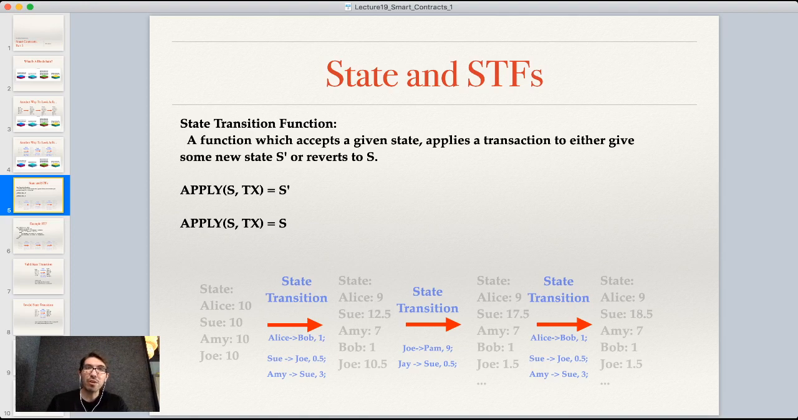The state transition function accepts a given state and applies a transaction to it, and will either give you some new state of the system, S prime, or say it's invalid and we maintain state S. We don't actually make a change. It's just as if you try to issue an invalid Bitcoin transaction. Nothing is going to happen, right? If I try to send a Bitcoin transaction which is not signed, for instance, the nodes are going to look at this and see that it is an invalid transaction. I can't apply the state transition function to it. I just get the exact same state, so it doesn't make any sense to add it to a block.